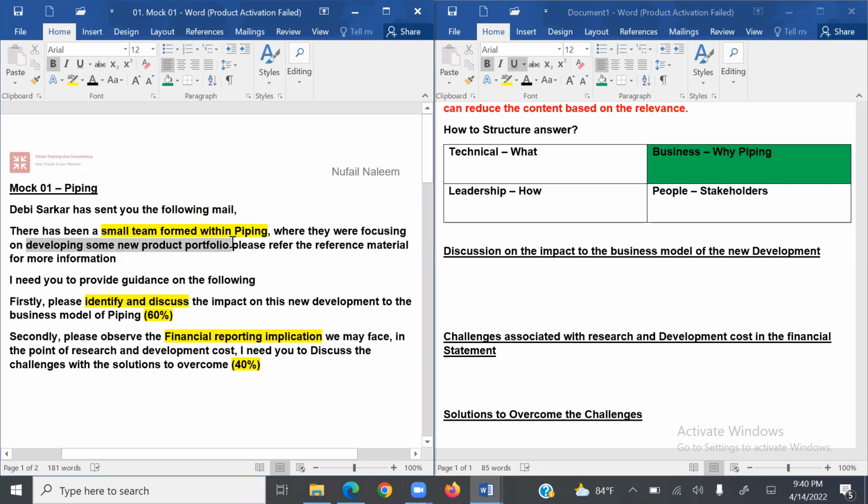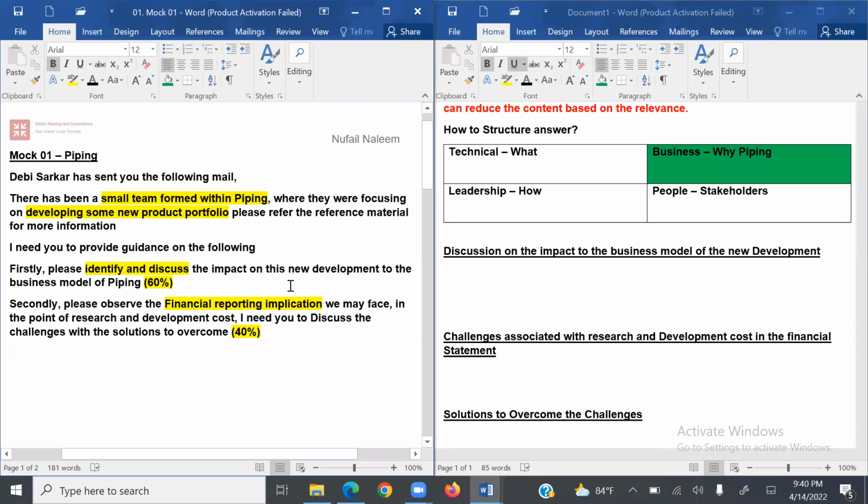So as a finance manager, you need to ask yourself a question. Currently, the only product portfolio we have is what? Black tea. So we are going to focus on a new product portfolio. It's something that is new for us, but let's see what they are focusing on.